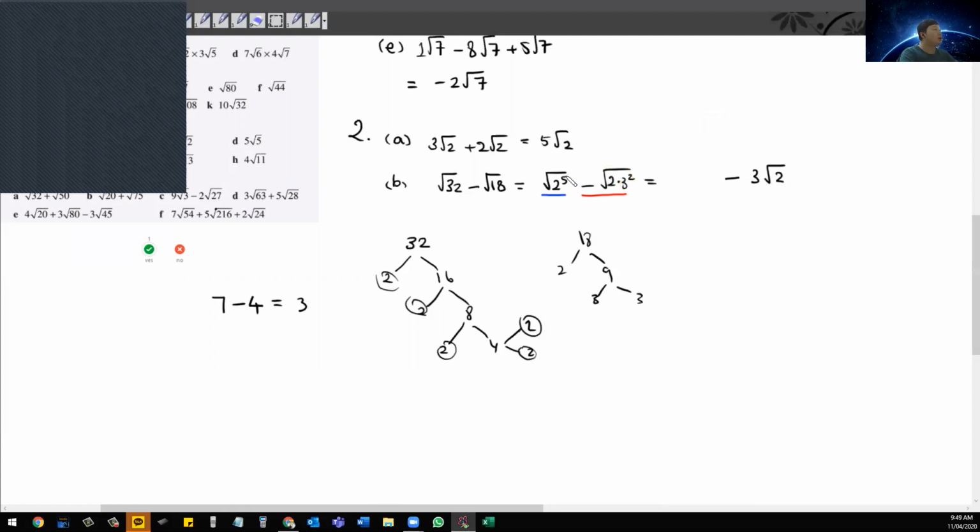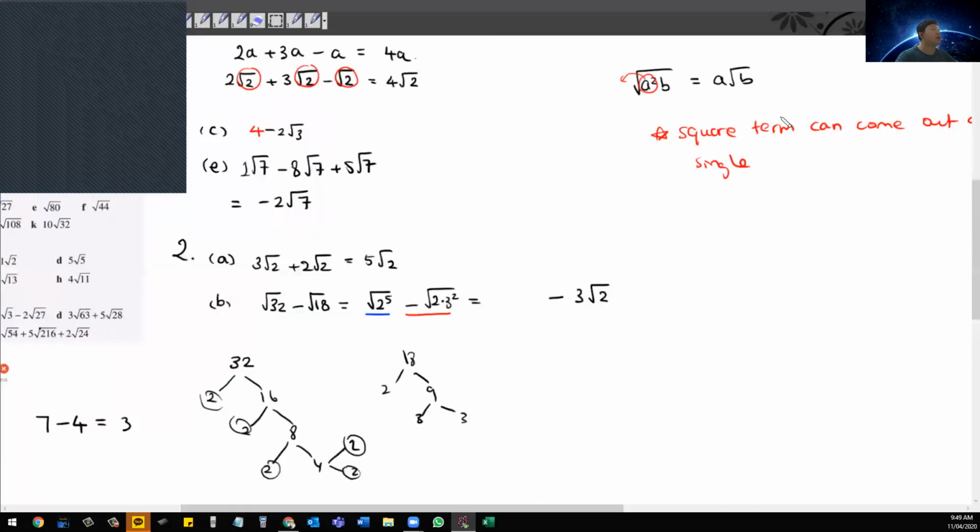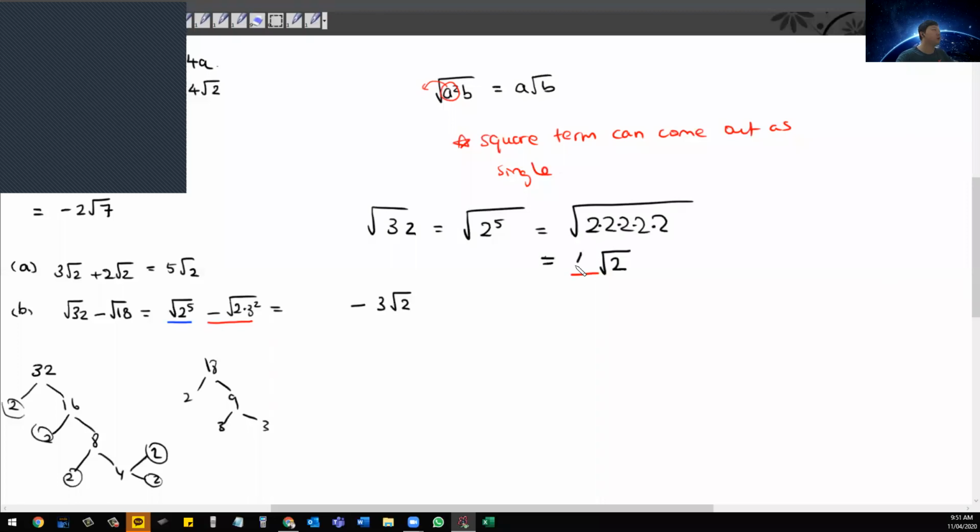And you got 2 to the power 5. Can you guys work out how this root 2 to the power 5 becomes by using this technique over here, please? Very good. So this is 4 here. So this is 4 root 2. Was that Hannah? Yeah, 4 root 2.